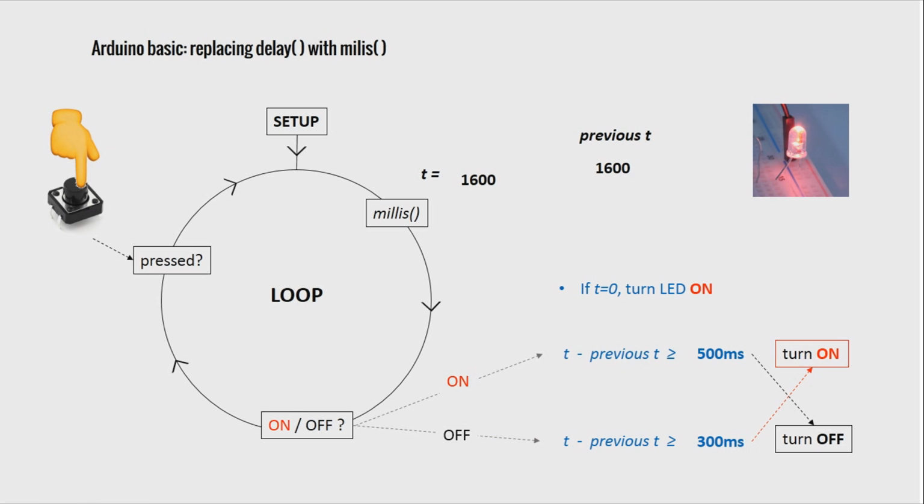I will explain how a button or a remote or any sensor can stop the blink in another video, but for now I hope you understand the advantage of the millis function compared to the delay function.